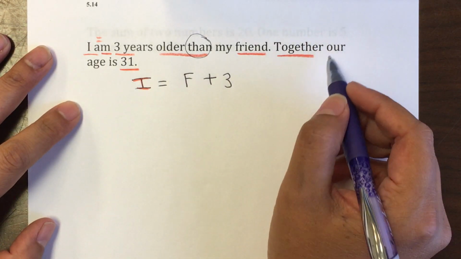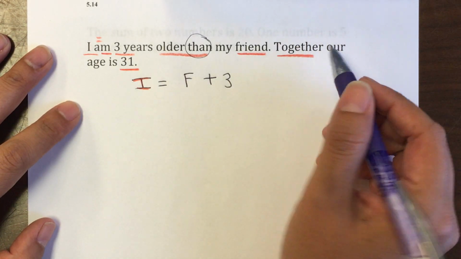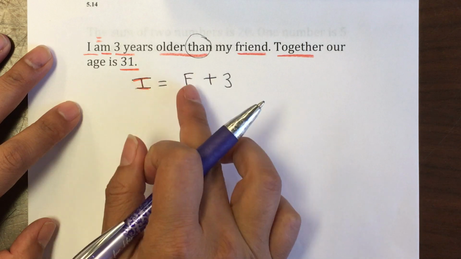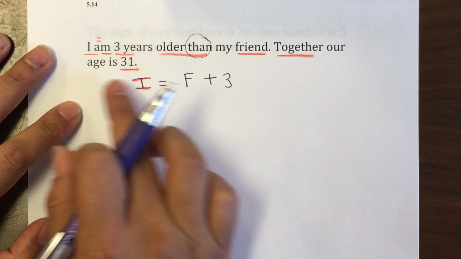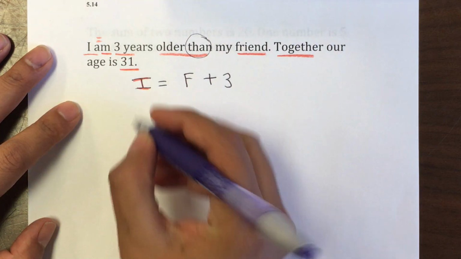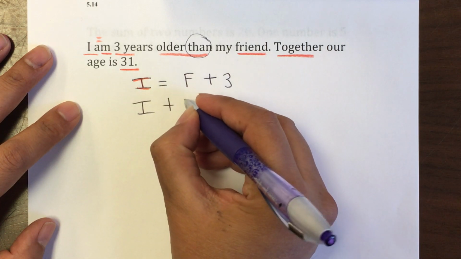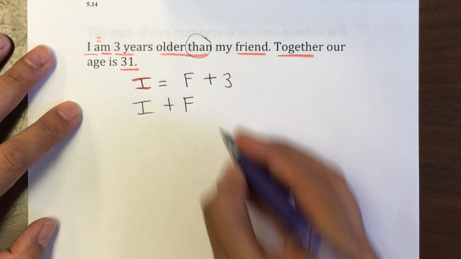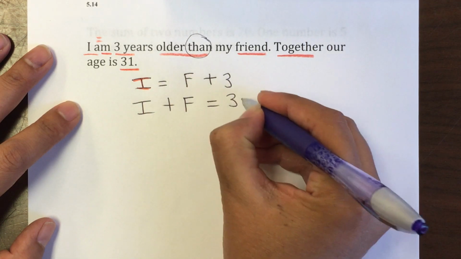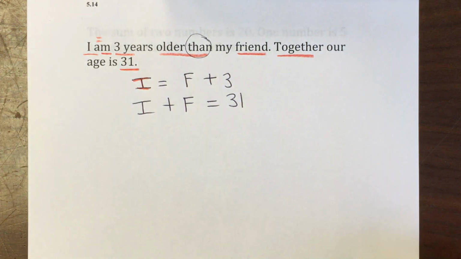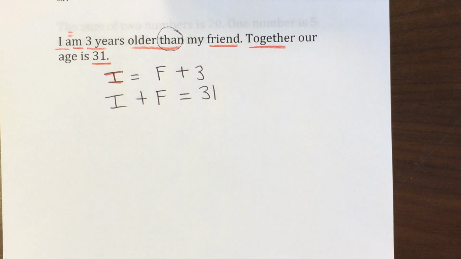For the second equation, it says together, meaning my age and my friend's age, together it is 31. So I plus friend equals 31. So those are my two equations.